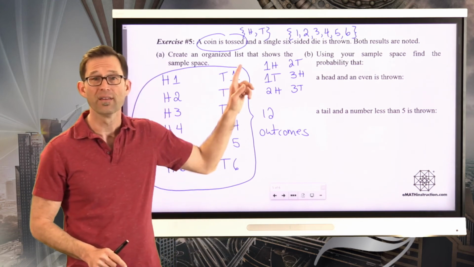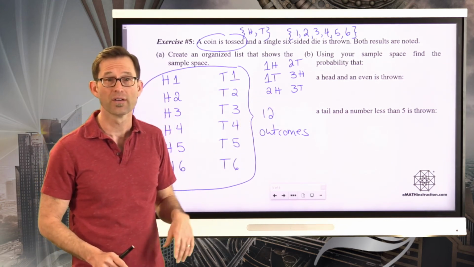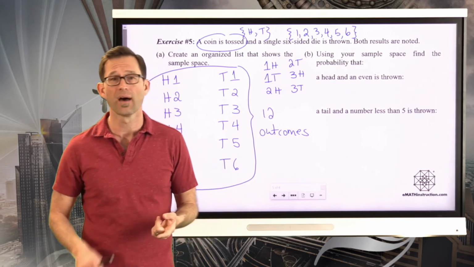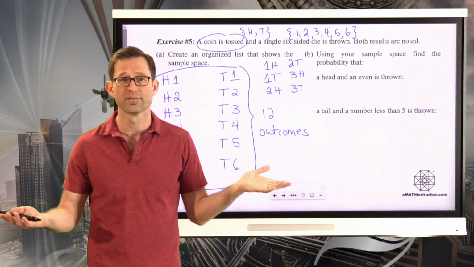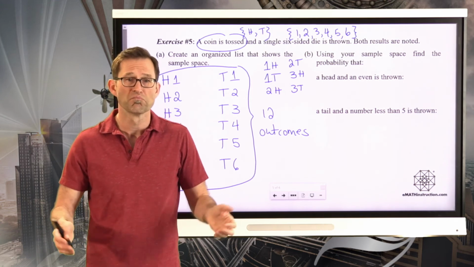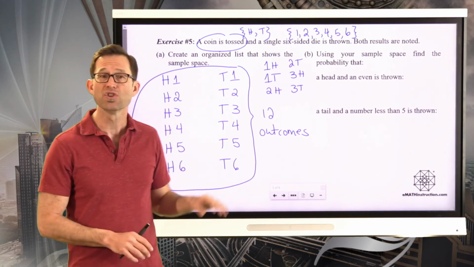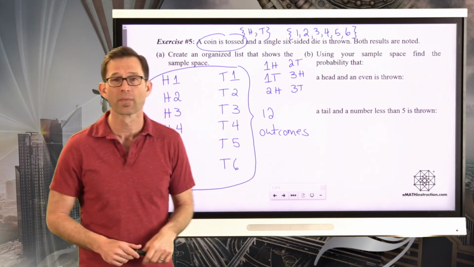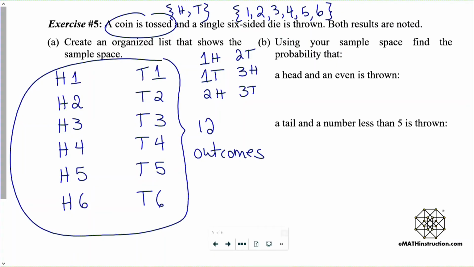But keep in mind that 2H here is the same as H2 here, right? That just means, hey, I got a 2 on the die, I got a head on the coin. That's what I ended up getting as a result. Now, let's use this organized list to find some probabilities. Letter B. Using your sample space, find the probability that a head and an even is thrown and a tail and a number less than 5 is thrown.